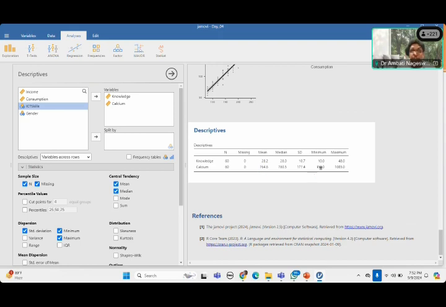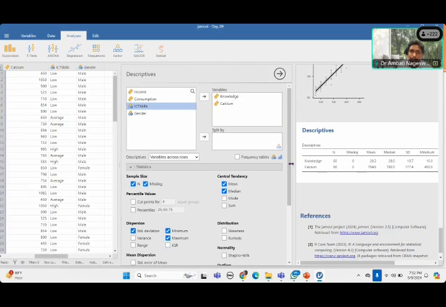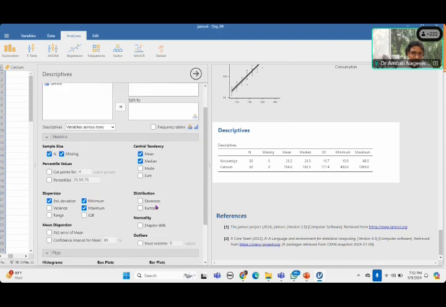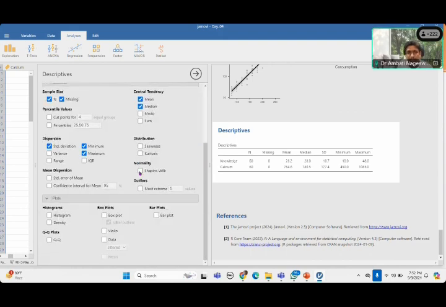Whereas when it comes to the marks, the minimum score is 10 and the maximum score is 48. Minimum calcium intake is 450. Maximum calcium intake is 1085. Now, after understanding the basic descriptives, just come to the normality test, the Shapiro-Wilk test.